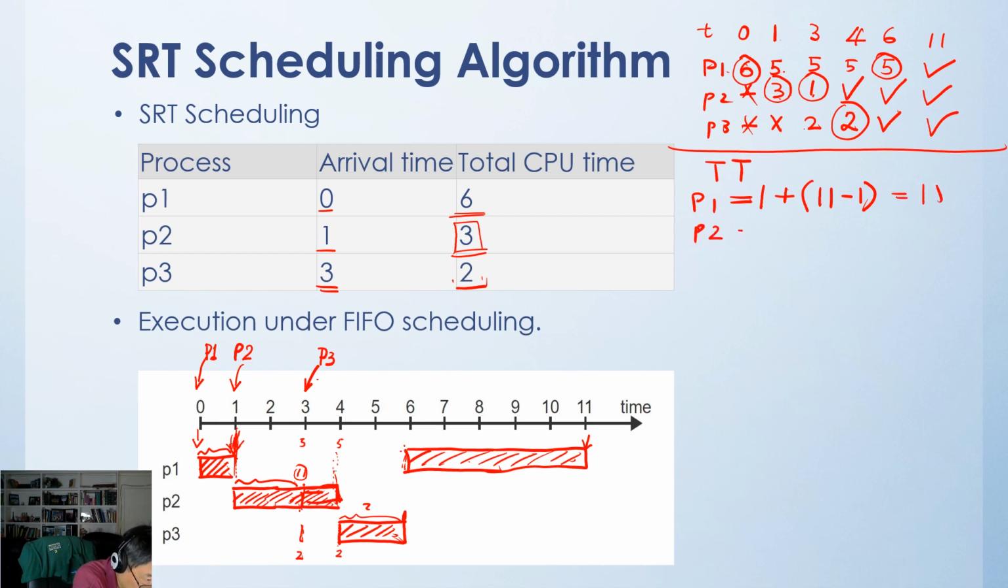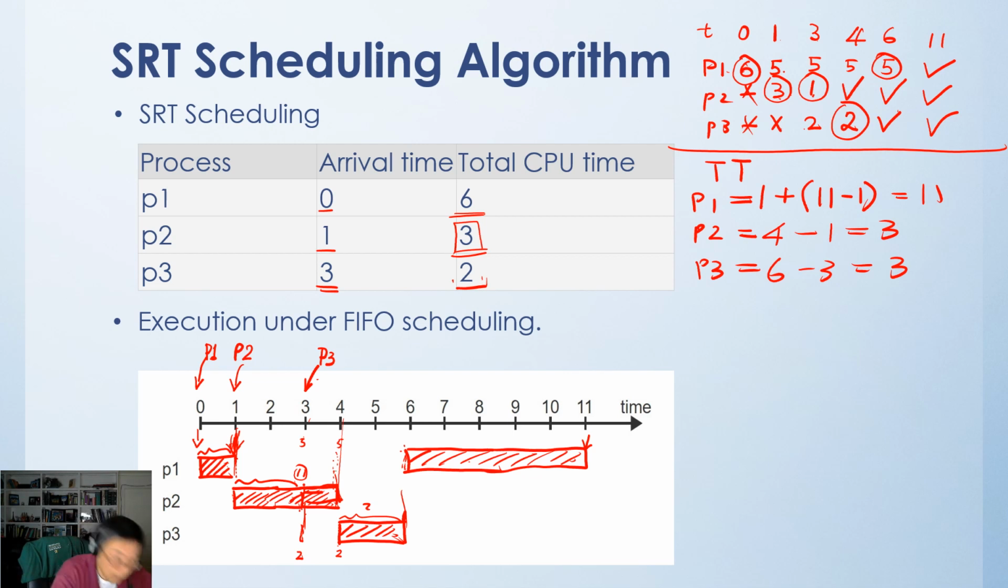Now P2 actually completes the job at 4, arrived at 1, right? So it's 3. And P3 completes the job at 6. Actually P3 arrived at the time 3. So it's also 3.